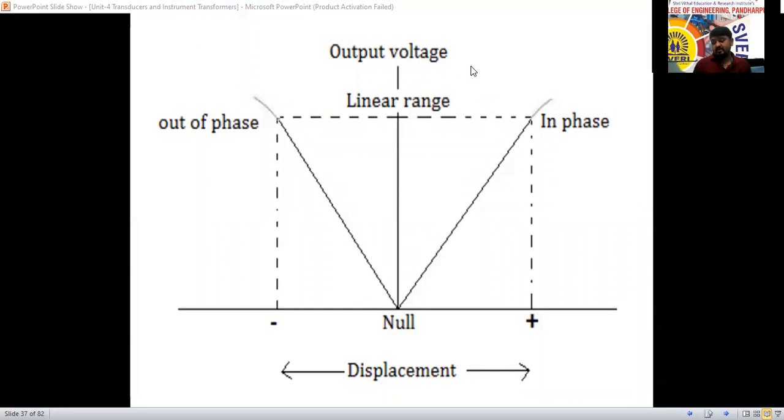So in the previous class, we discussed the construction and working principle of the LVDT.